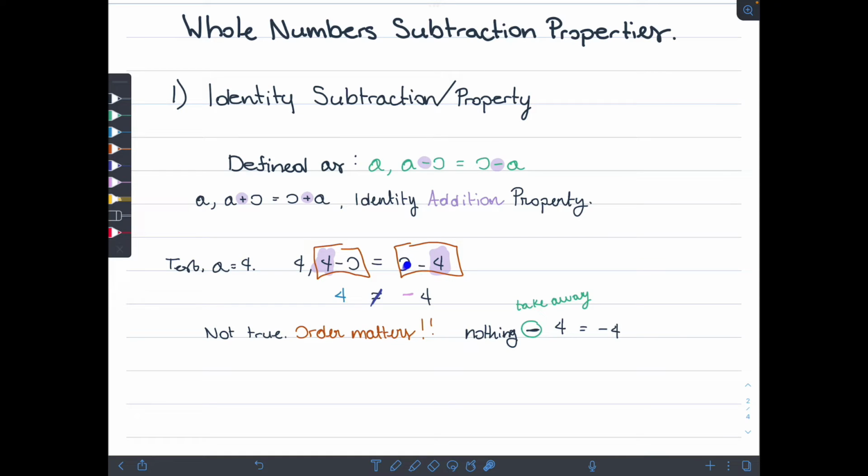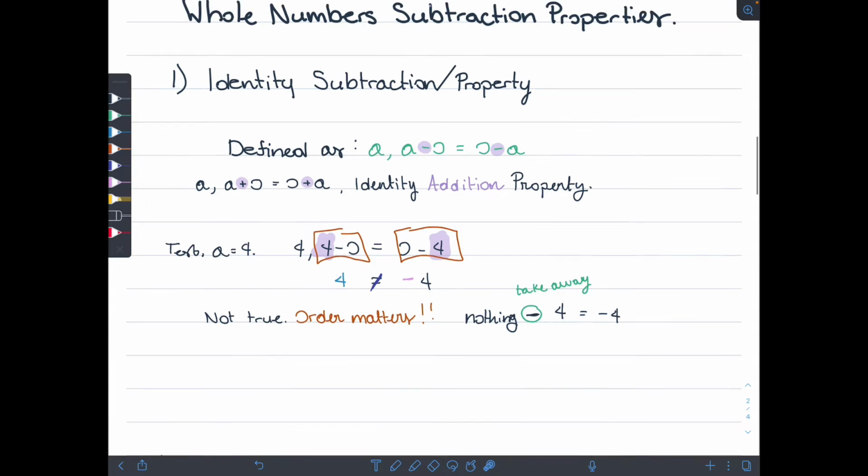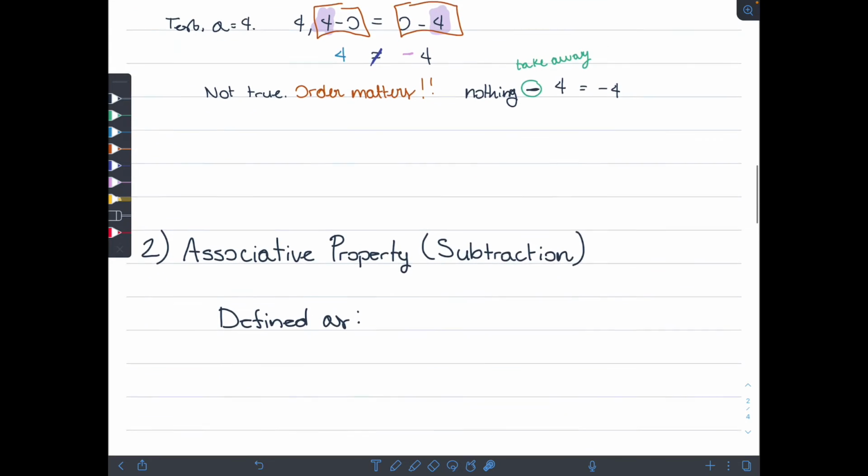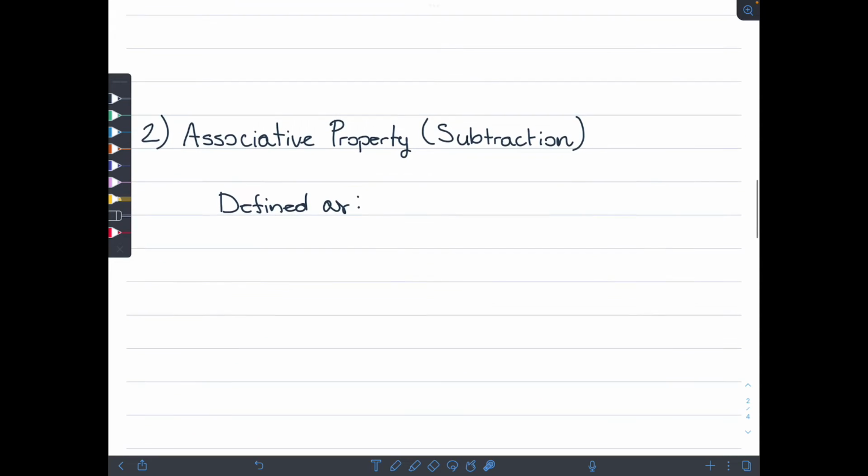This 4 is behind the subtraction and we're subtracting it from 0. If it was, I don't know, 5 minus 4, then that'd be 1 and that'd be positive. But since we're subtracting 4 from nothing, we get negative 4, whereas 4 minus 0, we get a positive 4. Order matters, especially in subtraction. Let's move on to the next.